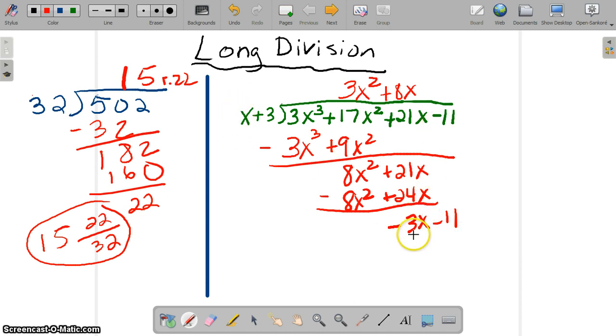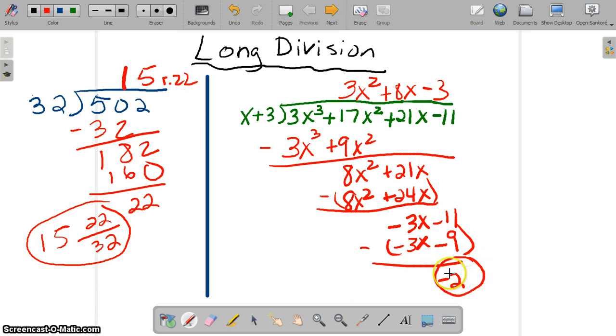X times negative 3 will give me negative 3x. So I'll put a negative 3 right here. This is negative 3x. Negative 3 times 3 gives me a negative 9. Then I subtract, my little parentheses here, and that ends up being a negative 2. That is my remainder. Okay?